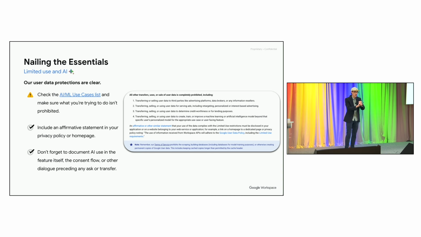Do me a favor, if you are about to submit or you've already submitted and you haven't gotten to this step yet, please review the AI ML use case list that's published publicly before you respond to Google Trust and Safety. Because if you tell them that you intend to build something that's not allowed on that list, that's going to be the end of your review process. So check that. Make sure you're doing something that is compliant with how it's been structured.